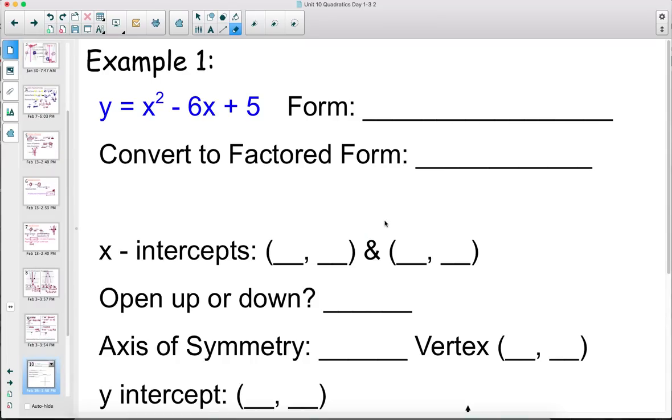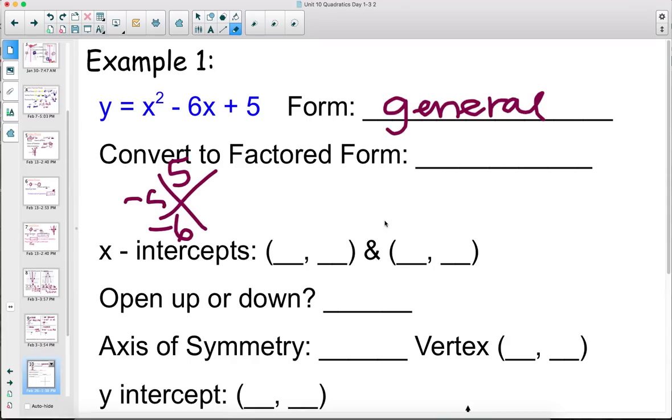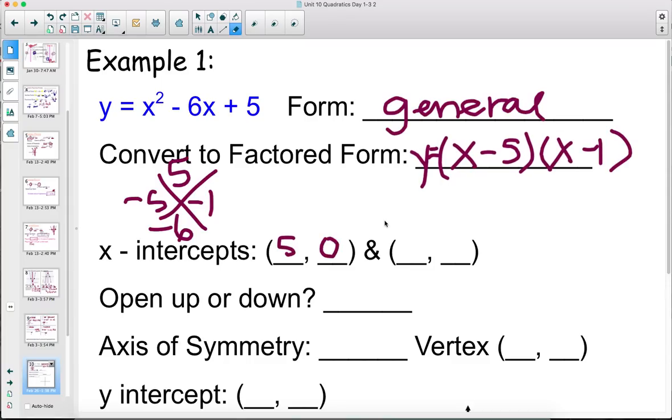All right, and our last example is this, and this is going to be kind of the challenge one. This starts in general form, but using what we know from our benchmark, we can factor this. So multiply to 5, add to -6, that's -5 and -1. So if I wanted to convert this, it would be (x - 5)(x - 1). And that means my intercepts are (+5, 0) and (+1, 0) because we changed the sign. The reason we want to go from general to factored form is so we can find the x-intercepts.